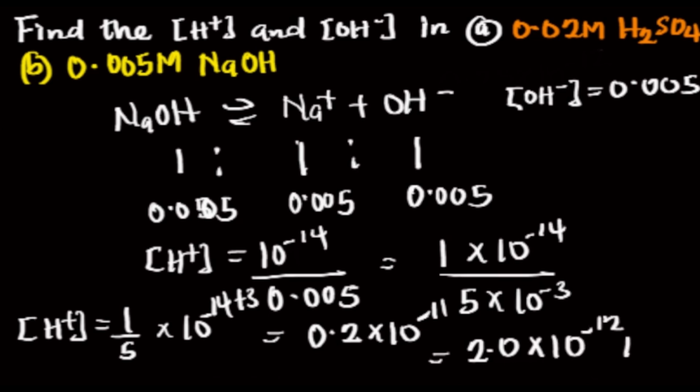So this is going to give us the concentration of hydrogen ion in molar. The concentration of hydrogen ion in the NaOH solution is 2.0 multiplied by 10 raised to the power minus 12 molar, while that of hydroxide ion is this 0.005 that you are seeing. So that's just about this question.